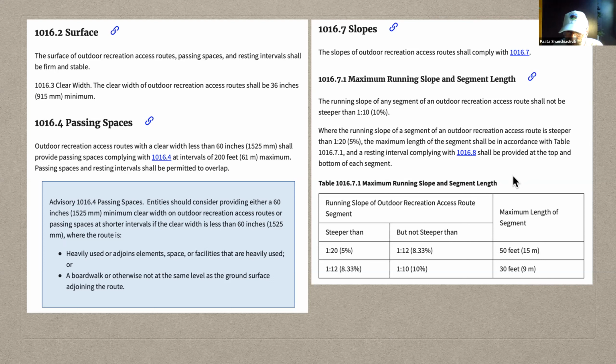Running slopes, 8.33%. So down here, most importantly, the segment cannot be more than 8% in 50 feet.